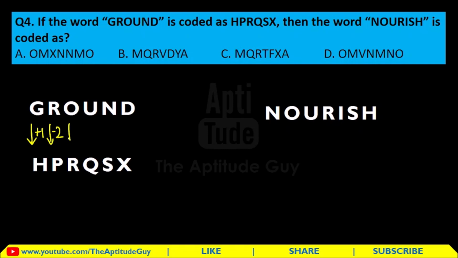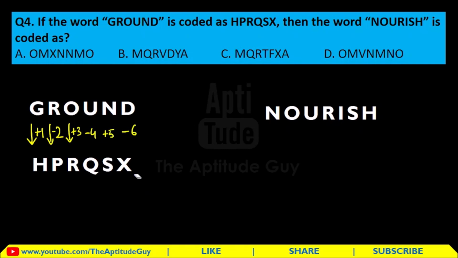And then O to R. O, P, Q, R. P, Q, R. So it's going forward by 3 steps. So that is what is happening. +1, -2, +3, -4, +5, -6.